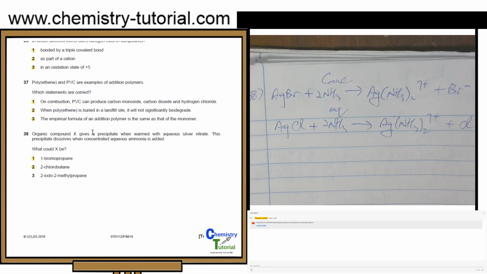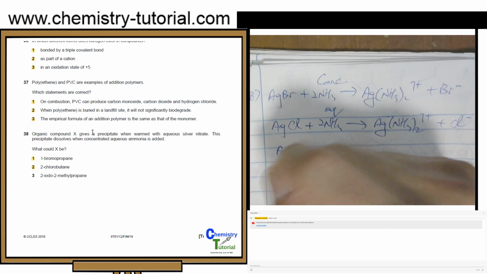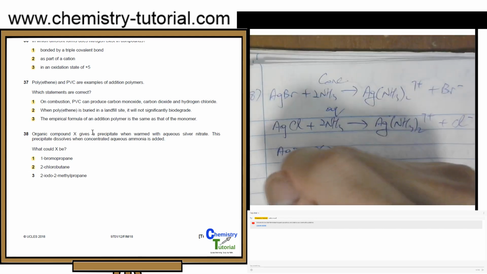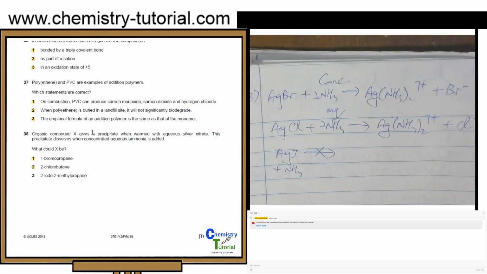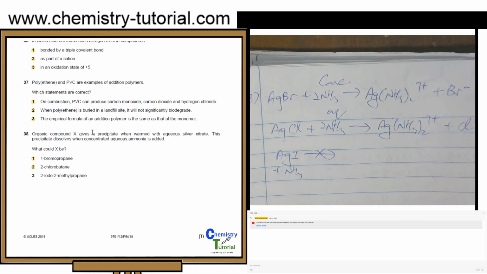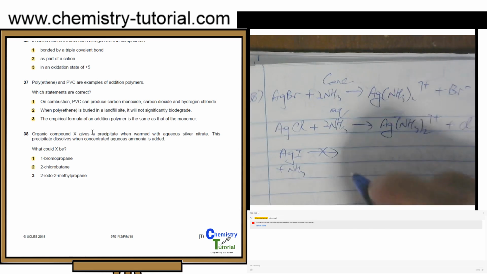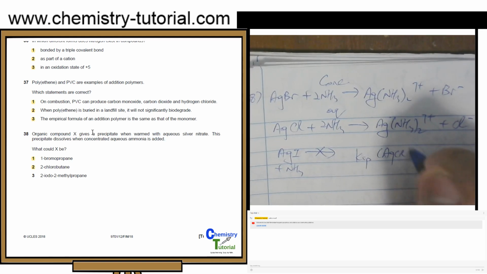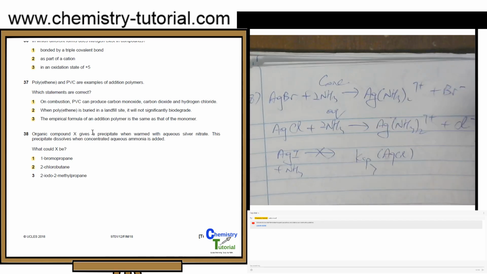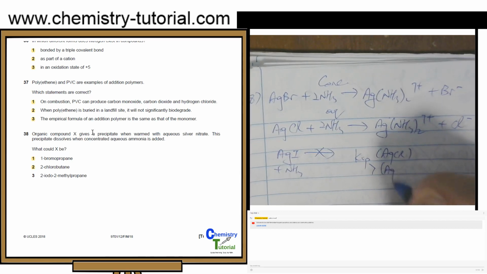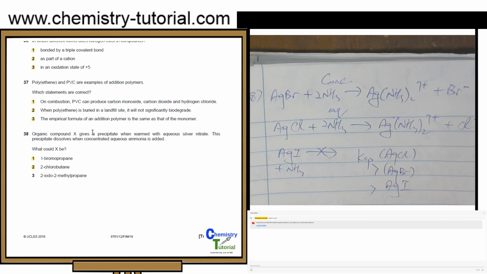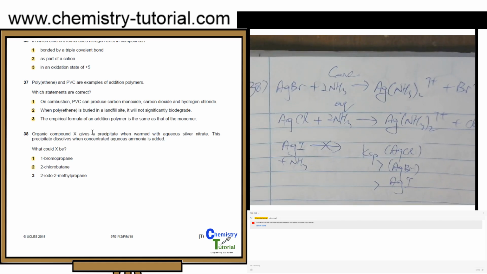But for option 3, AgI cannot react with your NH3, not at all. So what does this example actually tell us? It actually tells us that the Ksp, the solubility product, of AgCl is greater than that of AgBr, which is greater than that of AgI. Okay, this is the information that we can derive.